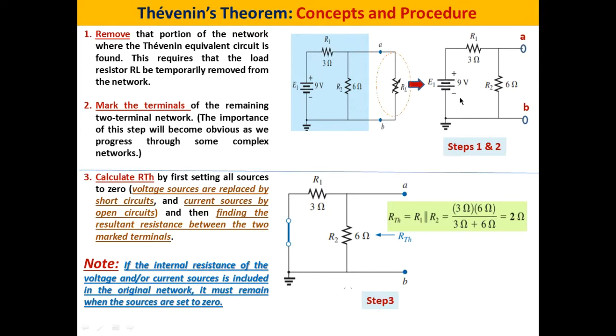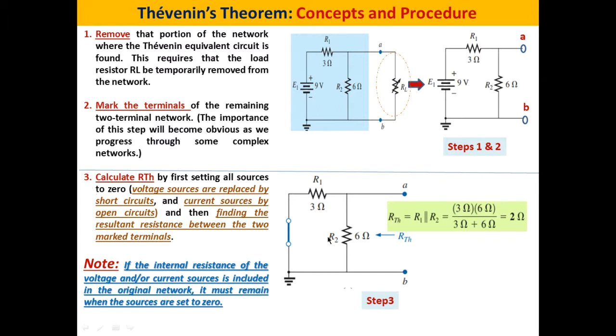As shown here, we have removed RL from the circuit. So this is step number 1. Step number 2, we have to mark the terminals A and B. We have here 2 terminals. We have to mark these 2 terminals. Here we put A and B.